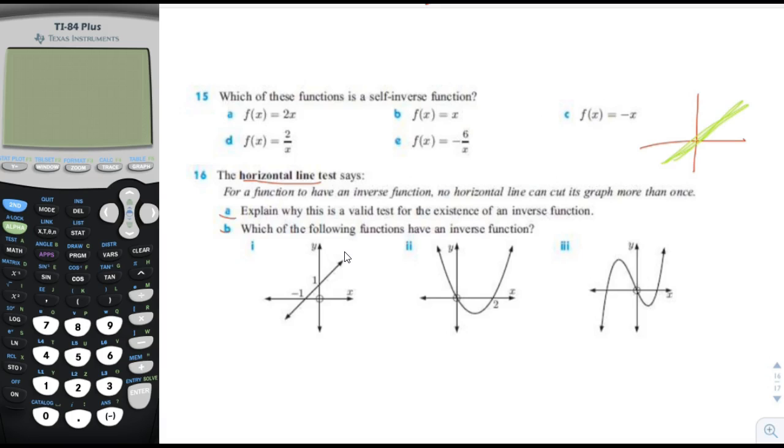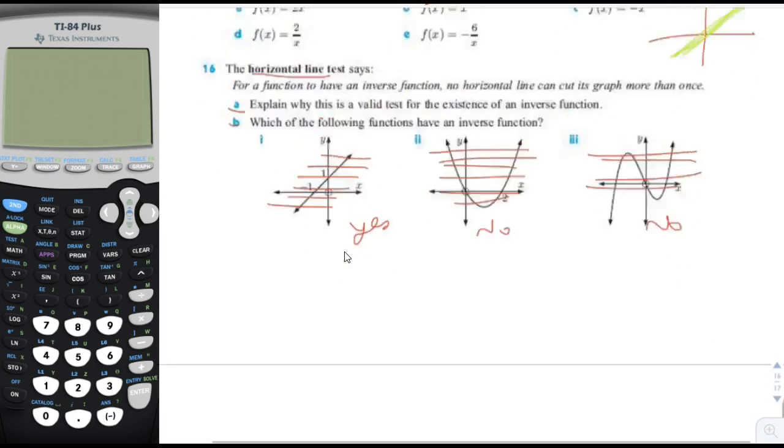Now what about B? We are going to do horizontal line tests on these. And if the horizontal line test works, then we know that there is an inverse function. So yes, the horizontal line test is working. Every time you do the horizontal line test, you only cut it once. No, that doesn't work. So this doesn't have an inverse function. No. Yes. What about this one? No, also no. Okay? And I think that's it.